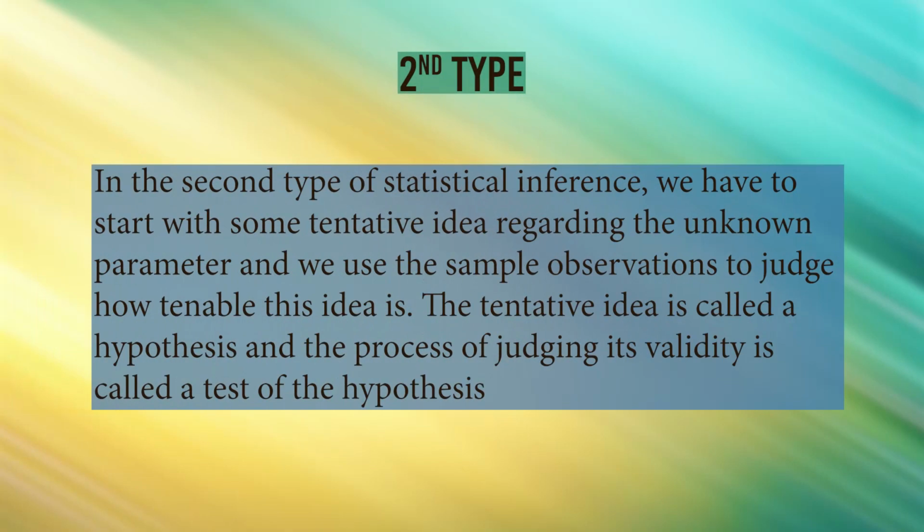In the second type of statistical inference, we start with some tentative idea regarding the unknown parameter, and we use the sample observations to judge how tenable this idea is. What do you mean by all these things? Suppose I am the manufacturer of, say, electric bulbs, and I say that 0.1% of my products are defective. How do I know? Have I investigated each and every bulb produced by me? So it's not a concrete idea, it's a tentative idea that 0.1% of my products are defective.